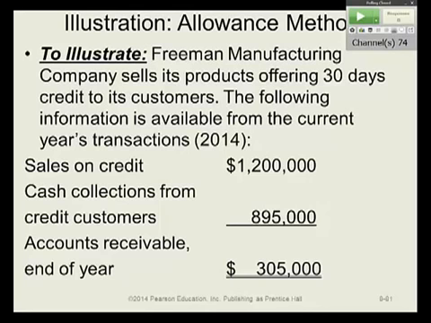and we assume a beginning balance of 0 in this problem. And you have credit sales, so you have to debit accounts receivable and credit sales for 1.2. And then we have collections of $895. Okay. All right, so that's the way the T account would look, and the ending balance would be 305.